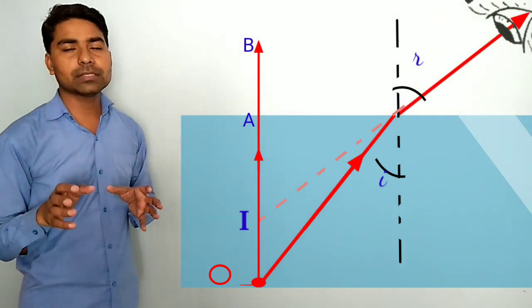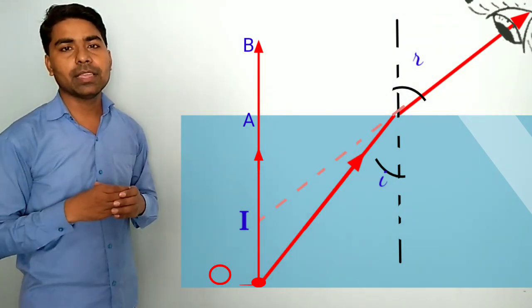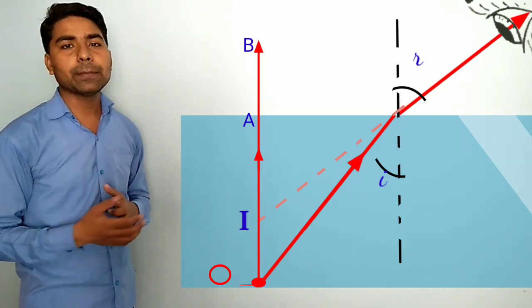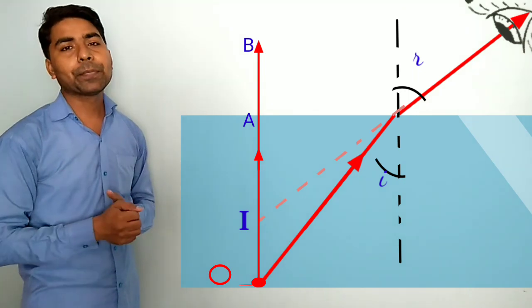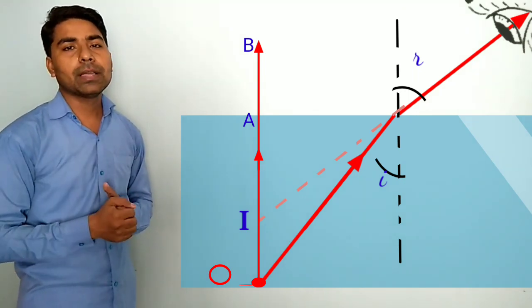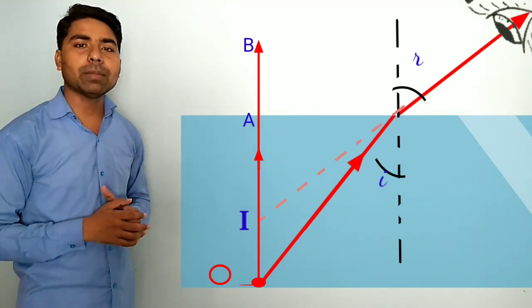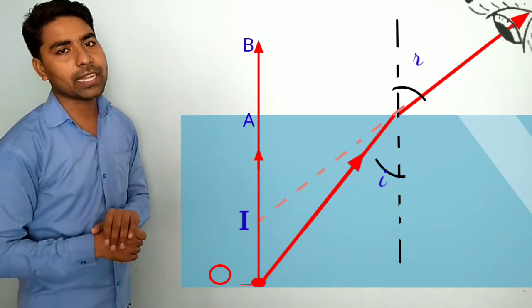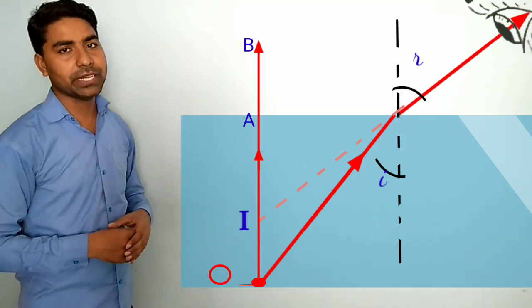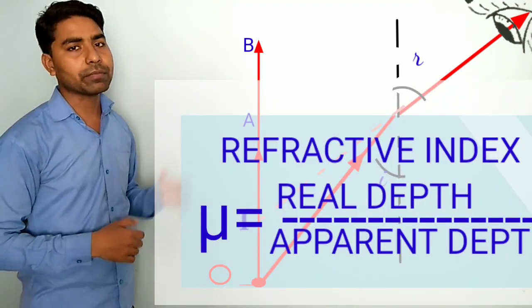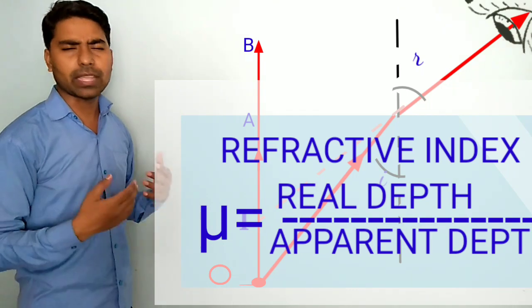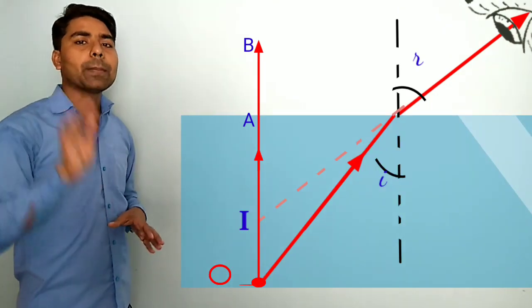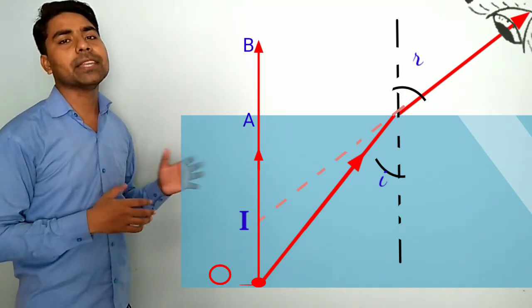In your syllabus, the proof is not there. In class 12, there is a proof. If you want to see the proof, you can see it in my videos, where I show how to prove it. But here, you only have to remember that the ratio of real depth to apparent depth is the refractive index of the medium. Here I am taking glass, so that will be the refractive index of the glass, or of any medium you take. What you have to remember: real depth upon apparent depth is the refractive index.